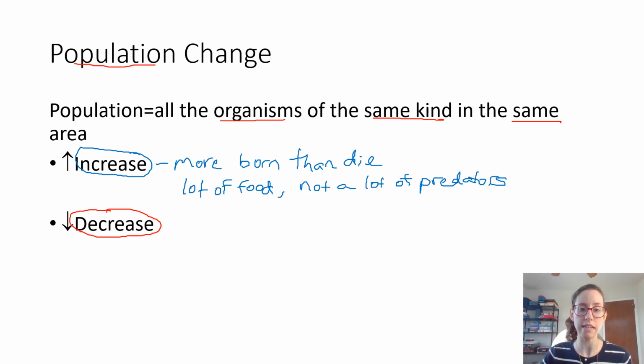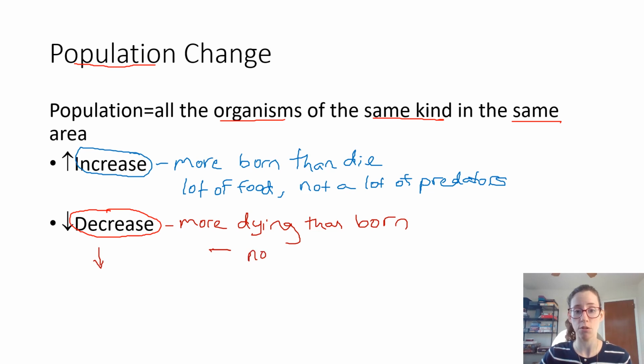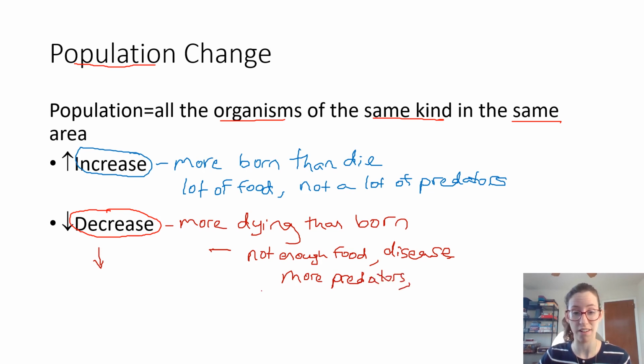But populations can also decrease or go down if there are more dying or leaving than are being born. So we're taking away more than we're adding, and so the population is going down and getting smaller. Maybe there's not enough food. Maybe there's some sort of disease. Maybe there are more predators than normal. Maybe the weather conditions are bad. The climate is changing. All of those things could cause the population to decrease.